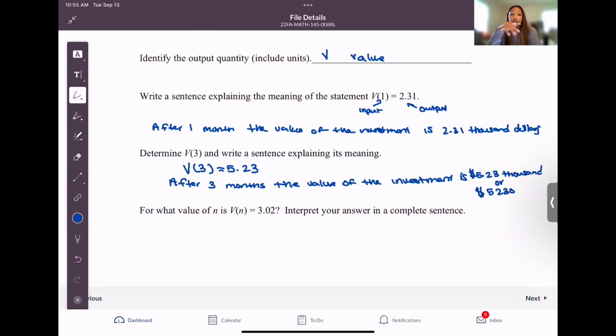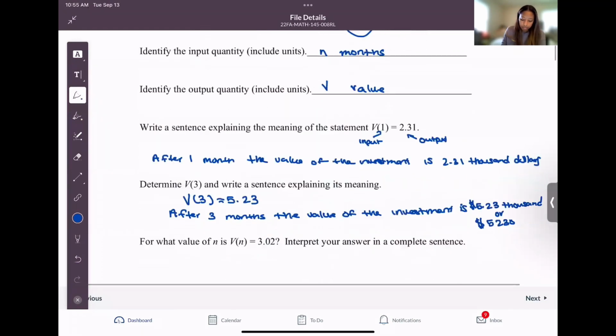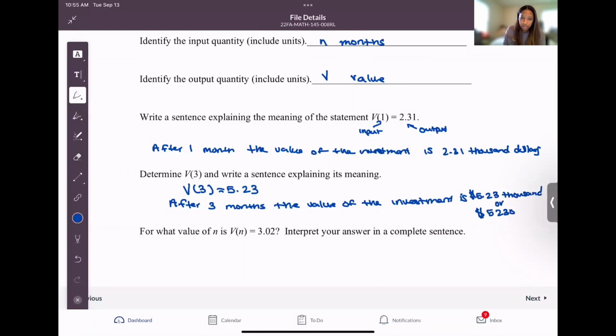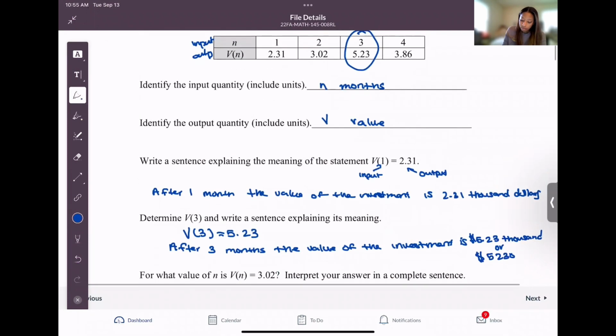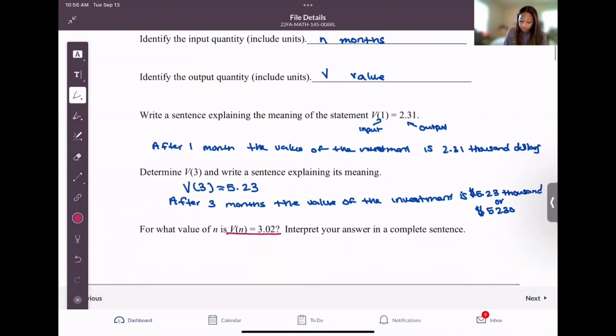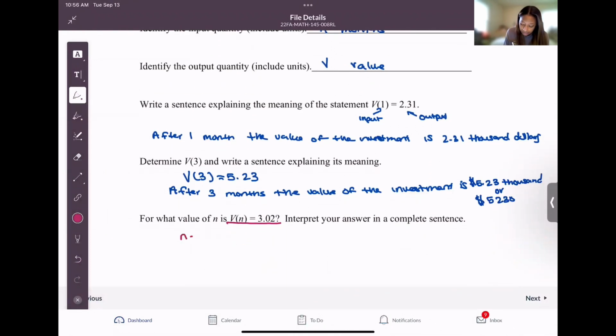All right, so notice the difference between what we're asked for in this last part that we just did, and what we're being asked in the next part. For V of 3, we're given the input, we're asked to find the output. For the next part, V of n equals 3.02, we're given the output, we're asked to find the input. So let's go back up to the table. For which input is the output 3.02? There's only one of them this time. That is when the input is 2. So we would say that n is equal to 2.